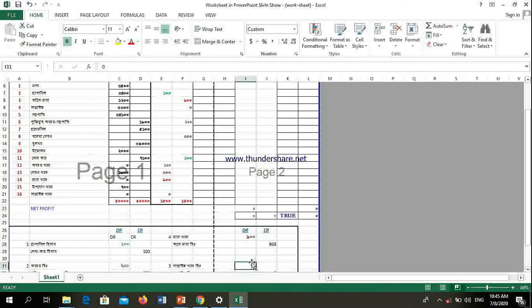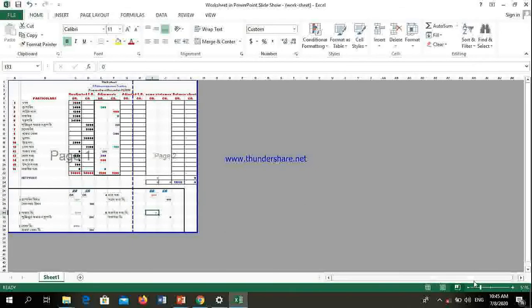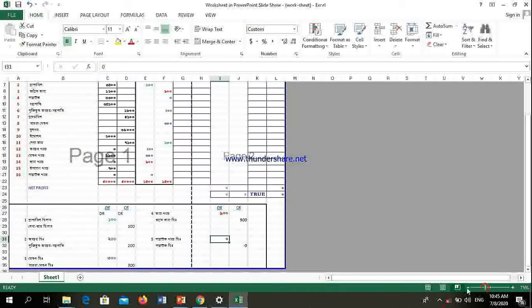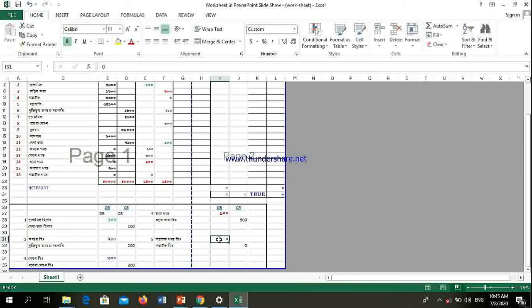Okay, now rest one adjustment. Which one? Okay, here supplies expenses. How much amount? Supplies expenses was there 3,000. Am I right? 3,000. So supplies expenses debit and supplies credit. Supplies expenses debit 3,000, green color. Supplies expenses debit and supplies credit.